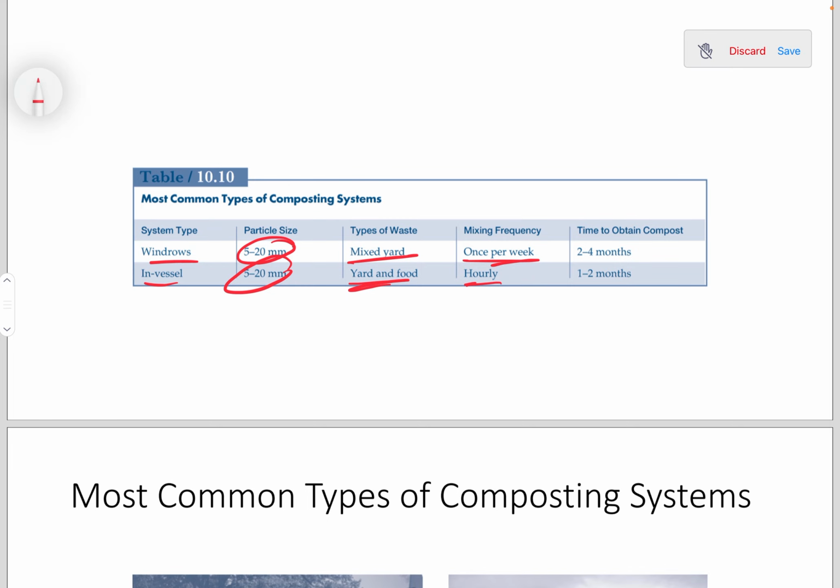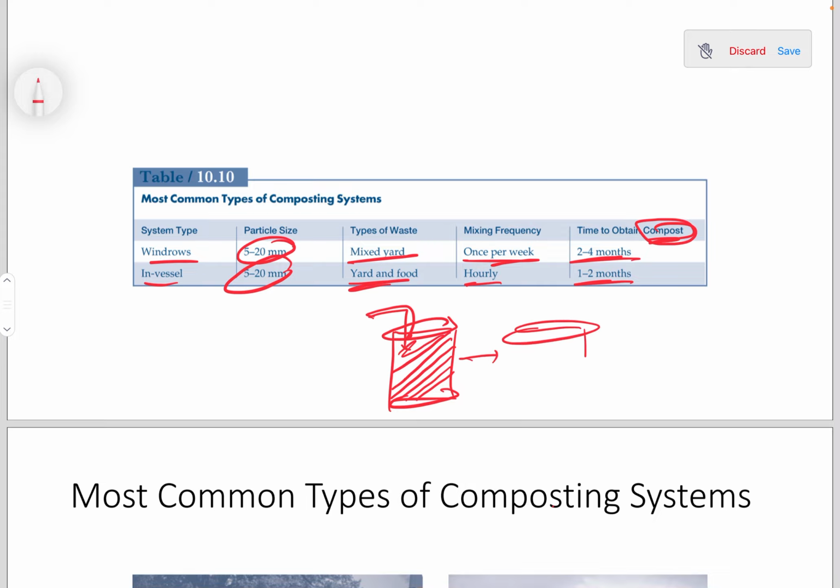you mix it hourly. Time to obtain compost, and that is a major thing, is 2 to 4 months. But this one is much smaller. Right now they sell on Amazon a small composter for kitchens. You could add food. Of course, it's closed, otherwise you're going to have a bad smell. You put your food, your paper, everything left over from the kitchen, and you can have a big amount. After a few hours, this will be transferred to a nice small amount of compost out of the composter.